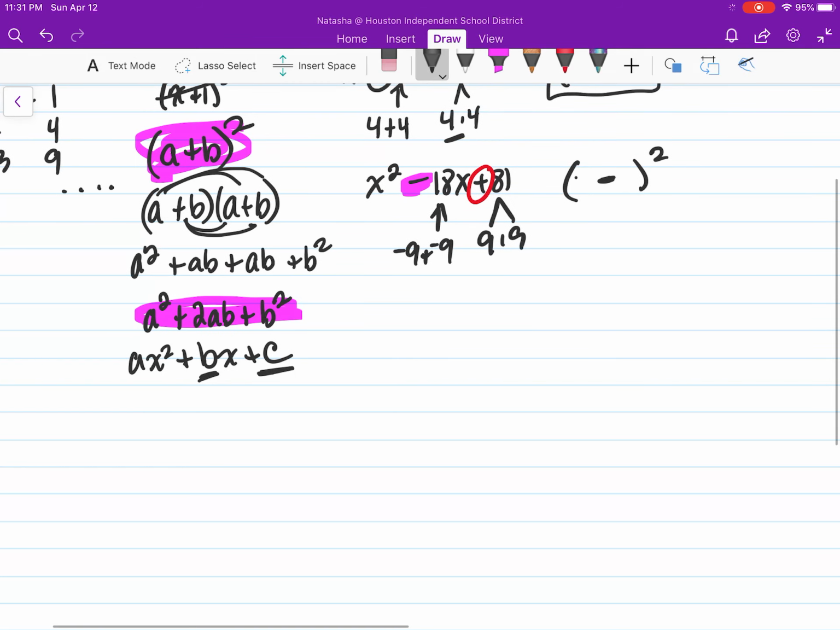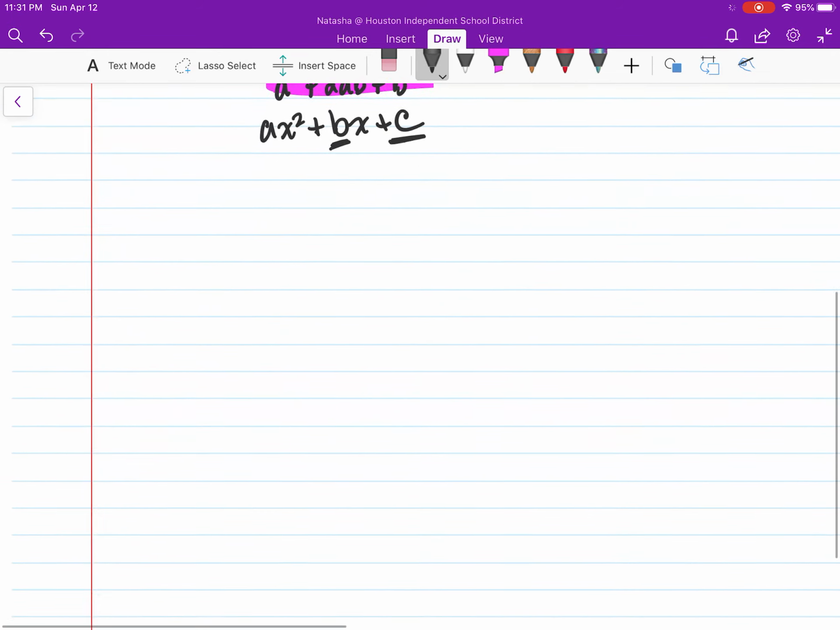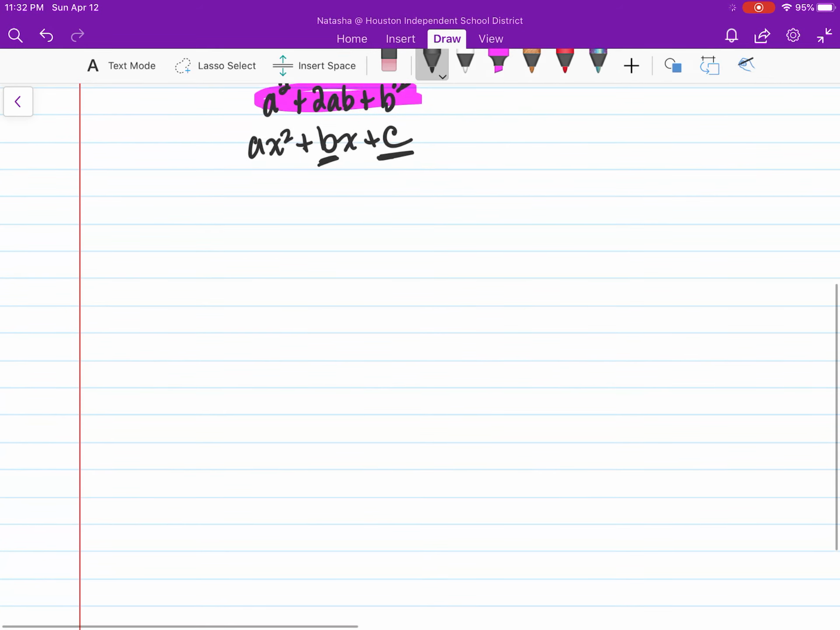9 times 9. Well, negative 9 plus negative 9 gives me negative 18. So I know this is going to be x minus 9. Okay? Now, let's look at a couple of problems and let's talk about solving a quadratic equation that's a perfect square trinomial and solving for x.